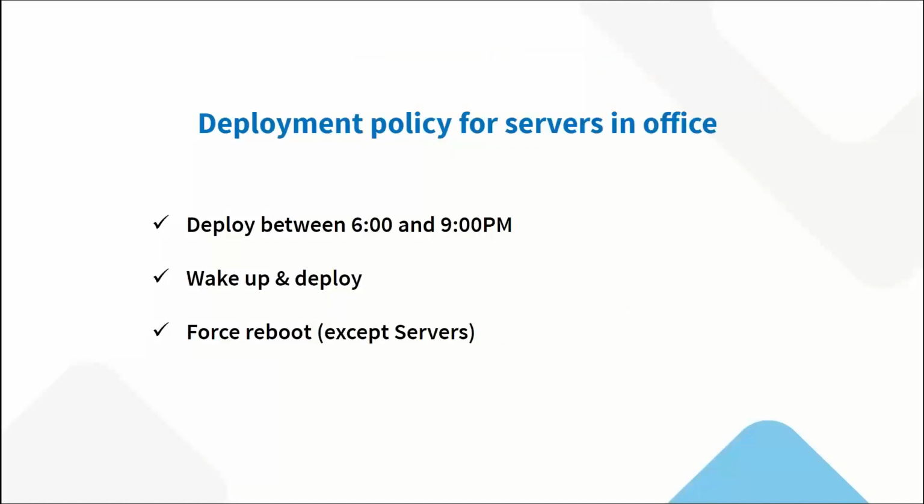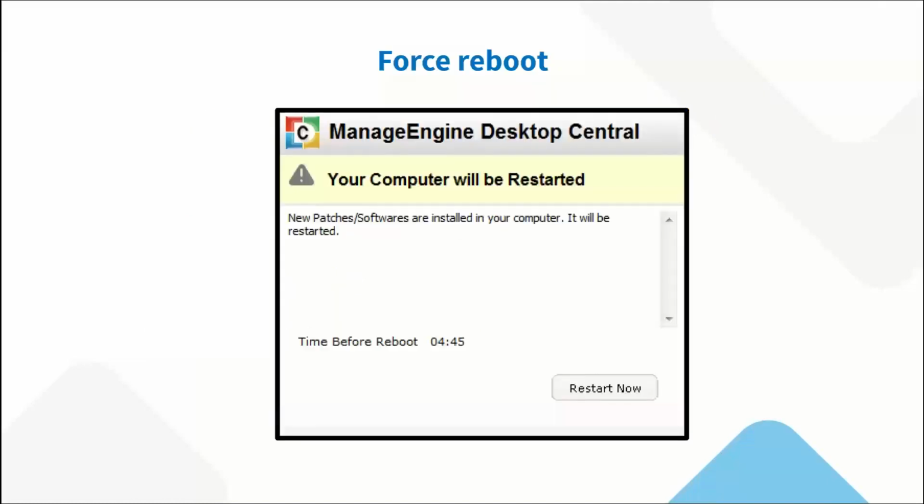And in this way, we can also achieve deploying the patches between a specific interval. So if you look at the example, there is a plan to deploy between 6 a.m. to 9 p.m. by John. So as I mentioned earlier, you can go back to the schedule and configure it in such a way that it's set only between 6 and 9 p.m. And we can wake up and deploy the machines. There is an automatic wake on LAN that is enabled, and you can also force the reboot except the servers also, which we have explained in detail now.